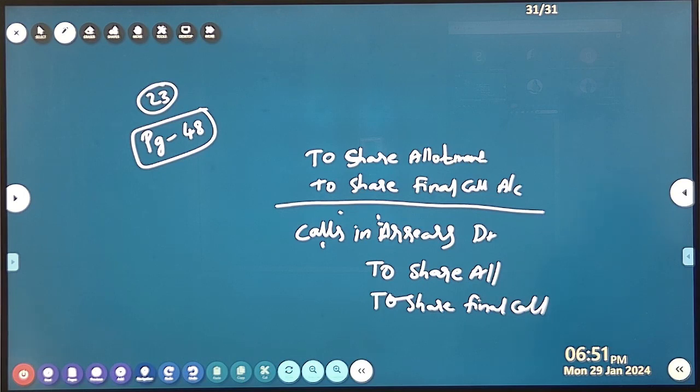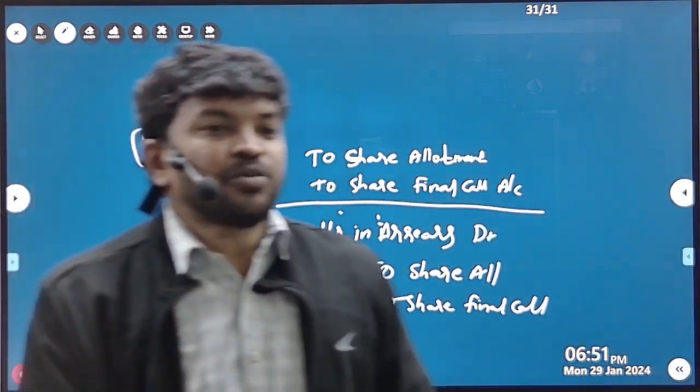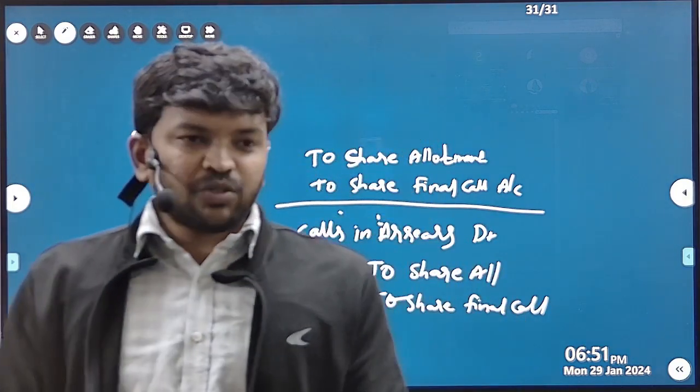Calls in arrears account, how much? 5 rupees. Why 5 rupees? How much was paid till now? No, I'm asking on these 100 shares. Why are we forfeiting these 100 shares first of all? No, how much was not paid? 5 rupees. 5 was paid. Indirectly, how much was not paid? 5. That's why we are forfeiting.